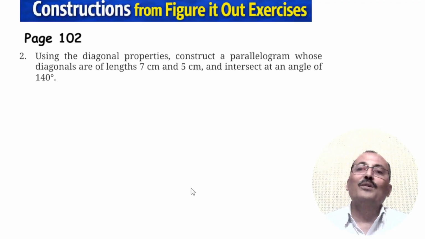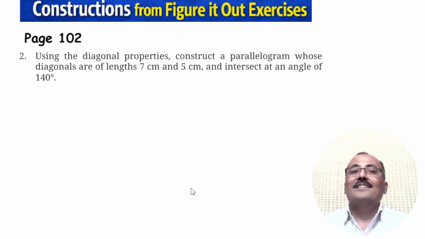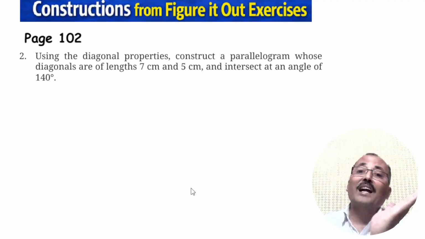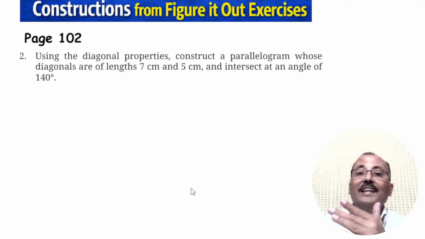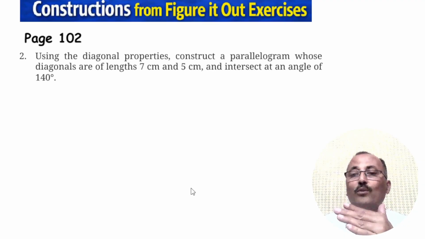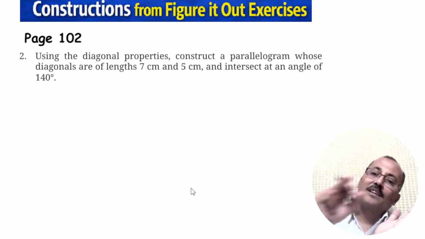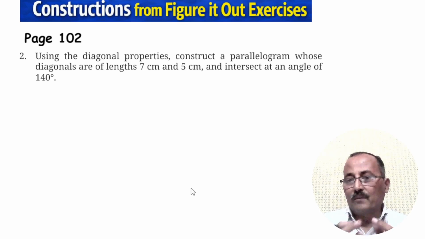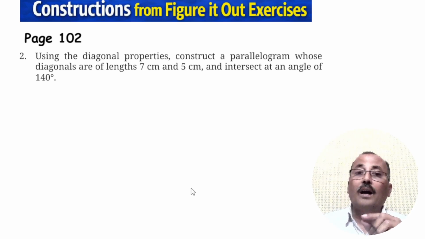So what you have to do: draw a line segment of length 7 centimeter, one diagonal you draw first, and mark an angle of 140 degree. Okay, 140 degree, if you mark it, that will be over. 140 means, you know, it will come as an obtuse angle, not 40 degree. First we took 30 degree in the first question. 140 degree means it will come obtuse angle.